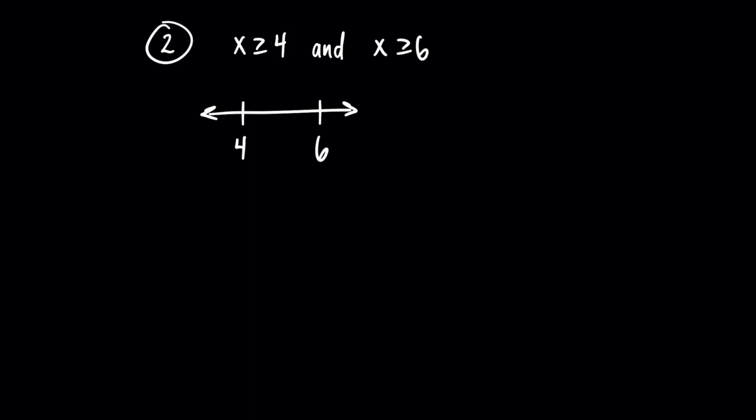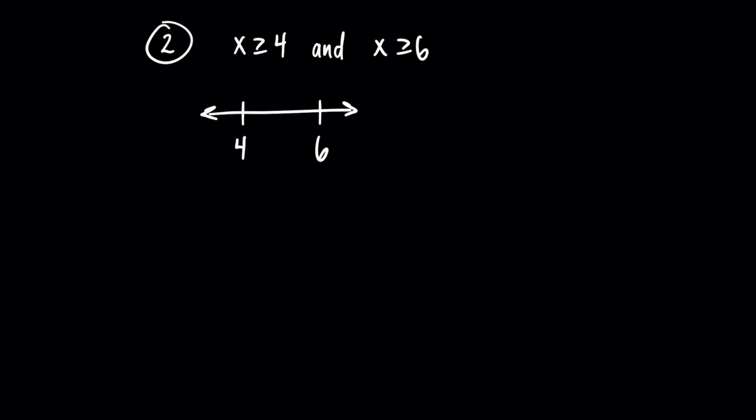So that blue X there should not be shaded in. How about something like right here? What if we wanted to look at 5? Is 5 greater than or equal to 4? Yes. Is 5 greater than or equal to 6? No. So it passes the first one, but it fails the second one. It's got to pass both of them for us to draw it. So 5 should not be in our solution set.